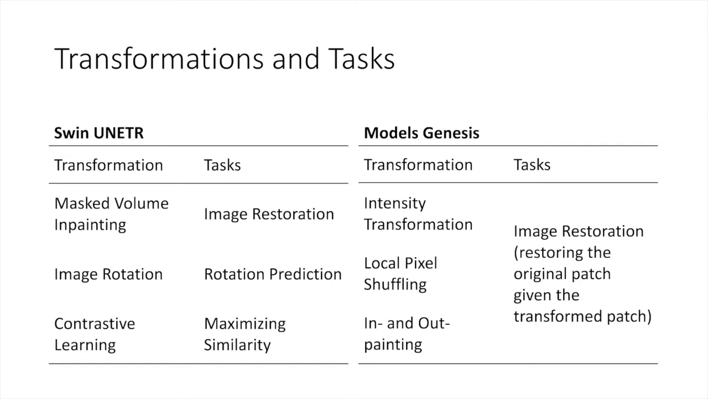As is shown in the slides, Swin UNETR adopts different tasks for different transformations, whereas in Models Genesis, the author uses only one task, which is image restoration, for all transformations. One advantage of using a single task is that it is easier to implement. In other words, only one task-specific head is required despite having 3 different transformations. However, using different heads for different transformations requires one to design a new task-specific head if one would like to implement a customized transformation. All right, without further delay, let's take a look at these transformations and tasks.